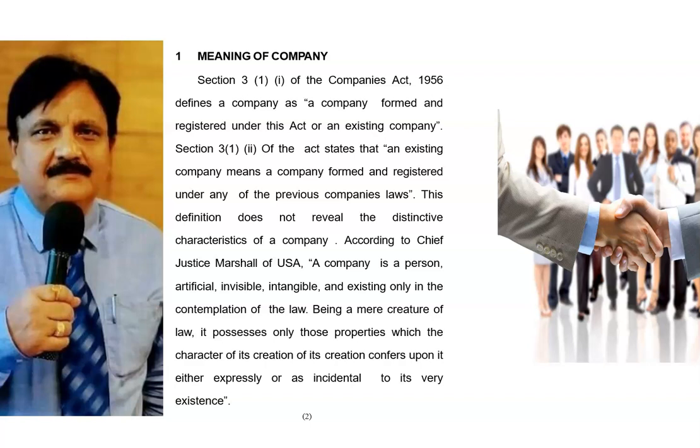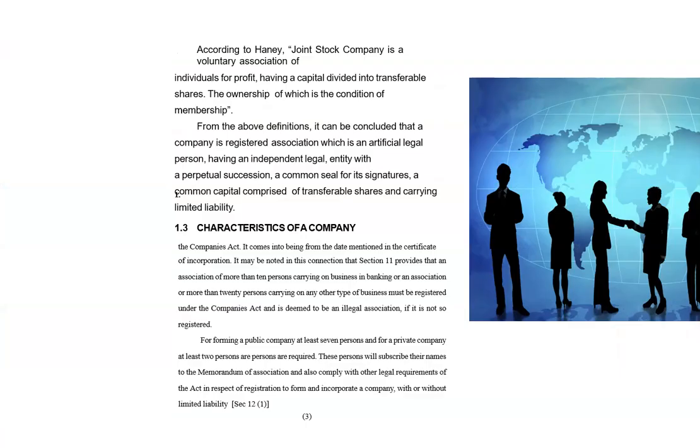Section 3(1) of the Companies Act 1956 defines a company as a company formed and registered under this Act, an existing company. So as per this, it has to be registered with the Registrar of Companies. A joint stock company is a voluntary association of individuals for profit, having capital divided into transferable shares, the ownership of which is a condition of membership. From the above definition, it can be concluded that a company is a registered association, an artificial legal person having an independent legal entity.